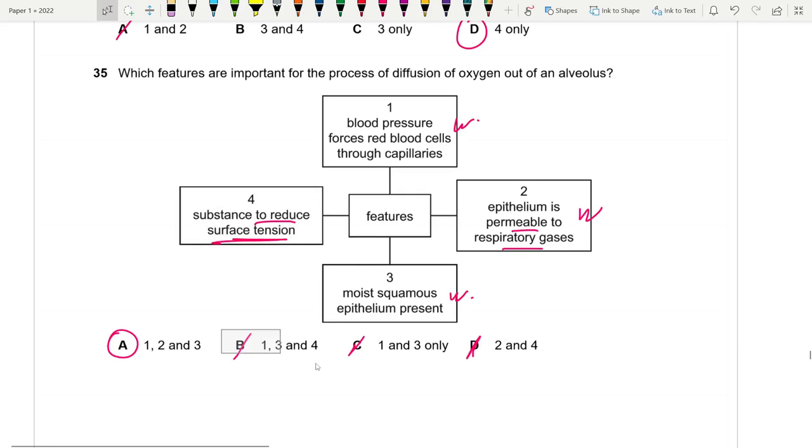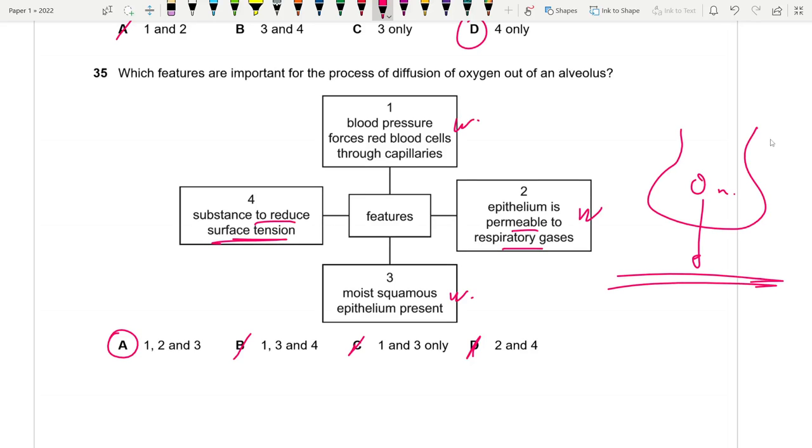So, we get rid of these. It needs to be permeable, okay? So, blood pressure forces RBC through the capillaries. This is the alveolus. We want O2 to come in. This is the capillary. So, it's permeable, alright. There's moist squamous epithelium. Squamous epithelium is perfect for diffusion.